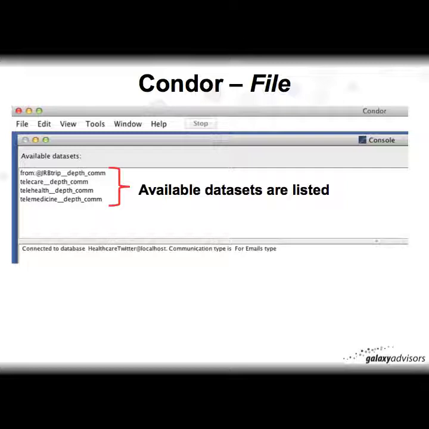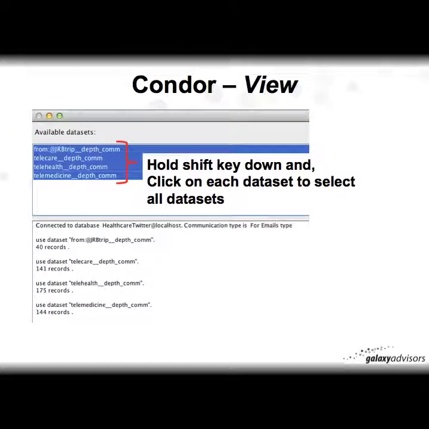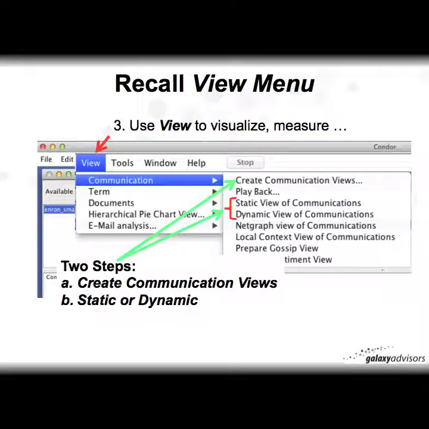And again, each term that we used and the user ID creates a separate data set, and it appends a suffix to that. It will be _depth_com. So that gives you an idea that it came from the Twitter fetcher for these 4 pieces. So now what you want to do is hold the Shift key down and click on each data set to select all the data sets. When you do that, below that it's going to show you the number of records for each of the data sets.